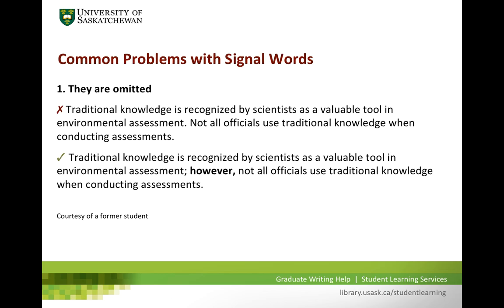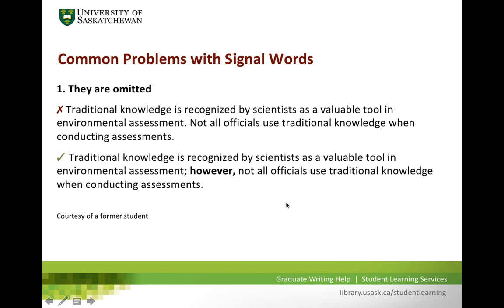But there are problems with signal words, and one of these is omitting them. So let's have a look at these examples, the same passage in two different versions. Traditional knowledge is recognized by scientists as a valuable tool in environmental assessments. Not all officials use traditional knowledge when conducting assessments. Well, here you can see there is no link between the first and the second sentence. One reason why there's no link is because the old information from the previous sentence, traditional knowledge and assessments, is after the main verb used, not before. And so there's no link between these two sentences.